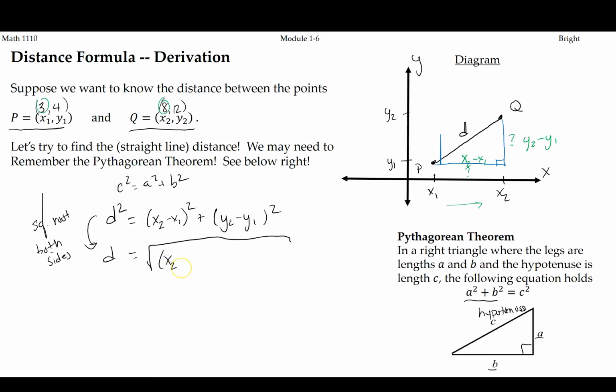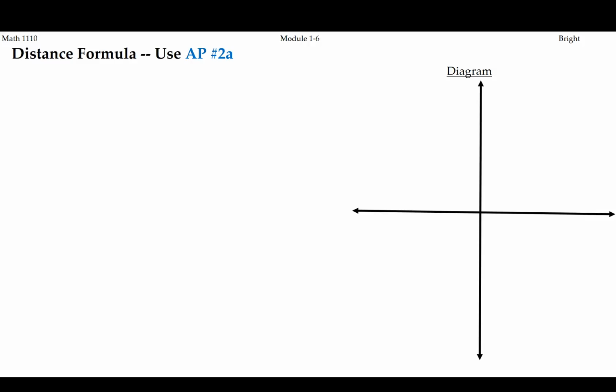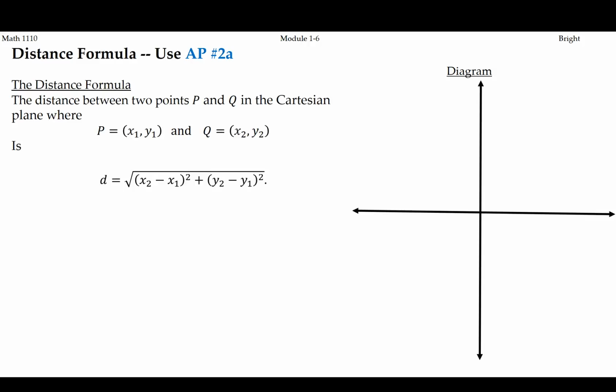So we're going to say distance is equal to the square root of (x2 minus x1) quantity squared plus (y2 minus y1) quantity squared. And that's going to be our distance formula. So we've derived it. Let's go ahead and use it. Okay, so this is just kind of a summary of what we just found.